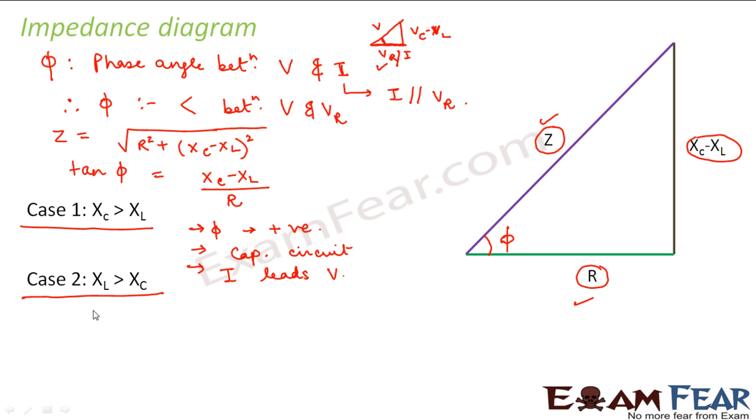On the other hand, if inductive reactance is more than the capacitive reactance, in that case phi will be negative. This will be predominantly an inductive circuit, and therefore voltage will lead current in this case, or we can say current will lag behind voltage. So whichever way you feel like.